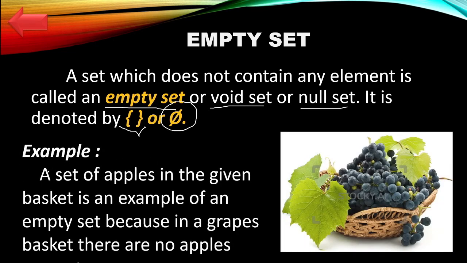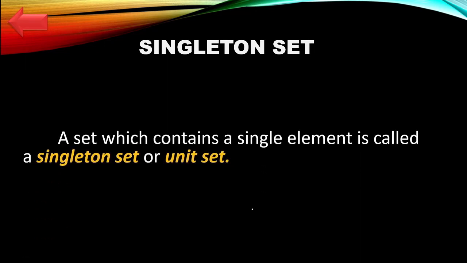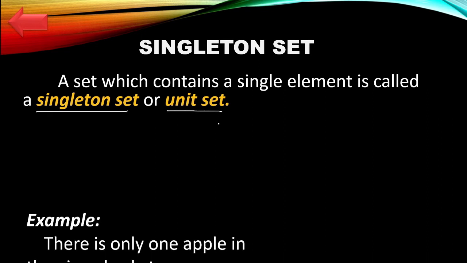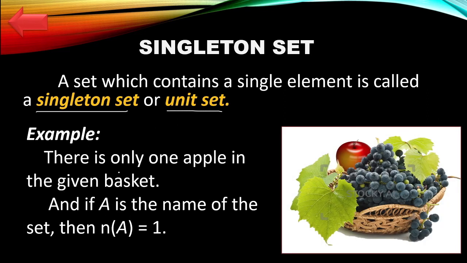Okay, for example, a set of apples in the given basket is an example of an empty set because in a grapes basket, there are no apples. Singleton set. A set which contains a single element is called a singleton set or unit set. So, singleton set and unit set. For example, there is only one apple in the given basket. So, if A is the name of the set, then the cardinality of set A is equal to 1.